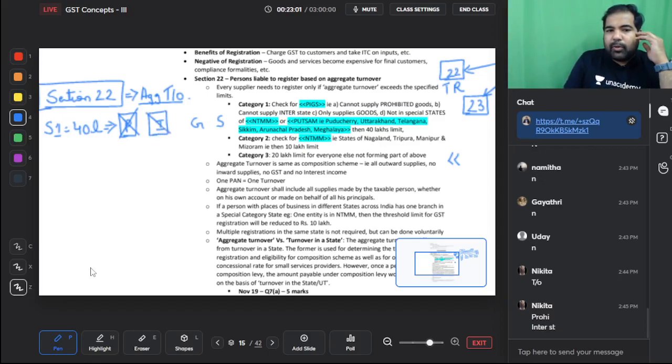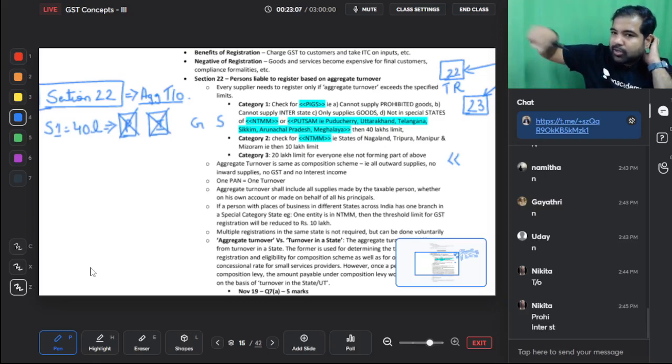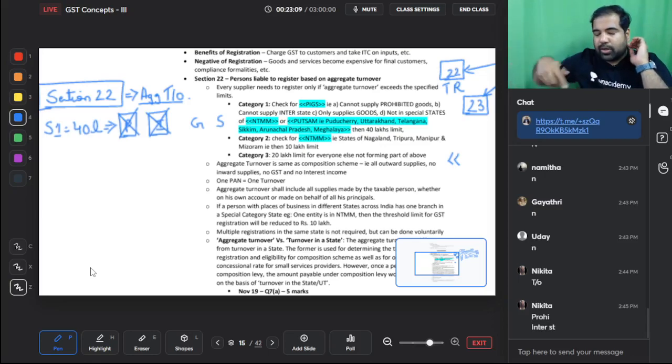You should not be doing interstate supply, only within the state. Yes, only within the state. So if Maharashtra is supplying only within Maharashtra, the electric bike company in Gujarat should supply only within Gujarat. You should be only supplying goods, no services. Services don't get 40 lakhs. And last, you should not be in some states.